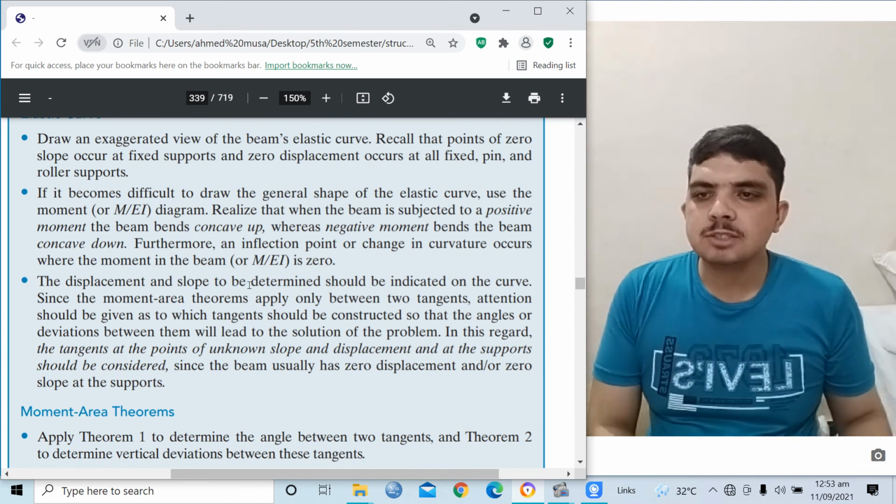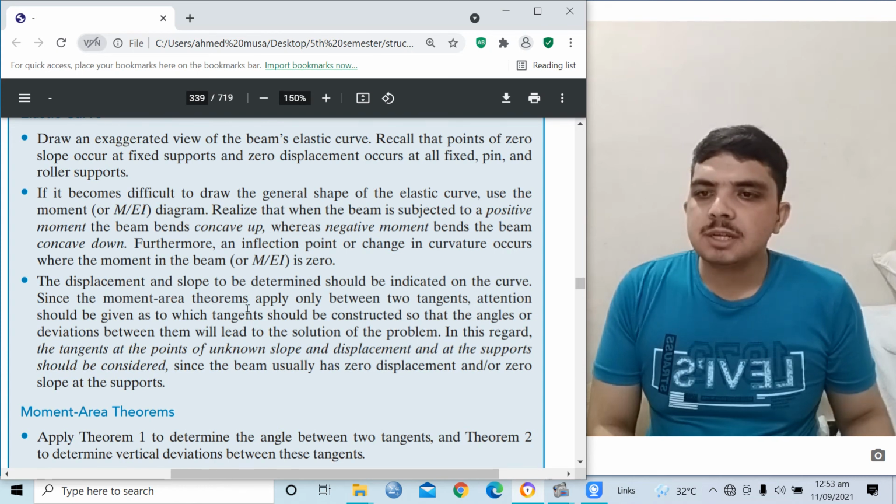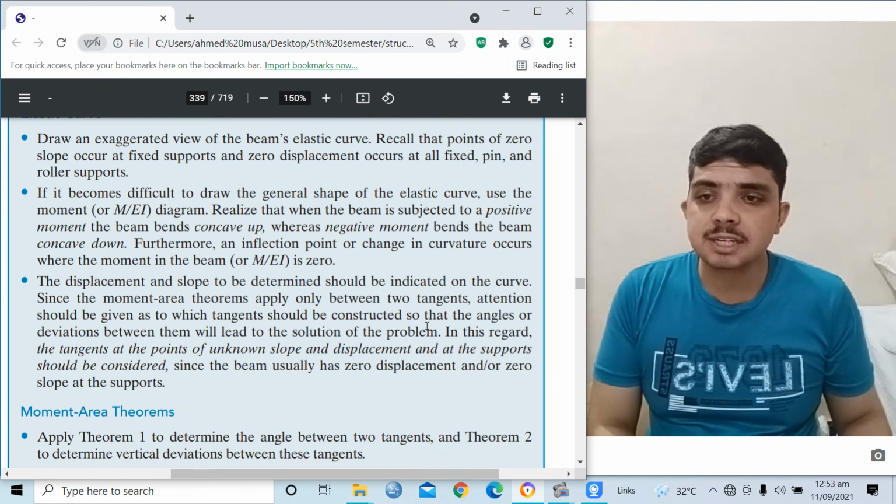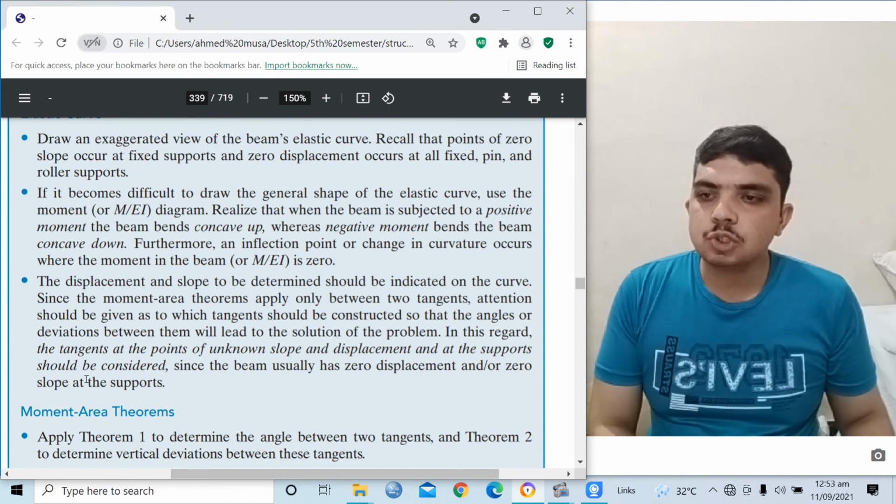The displacement and slope to be determined should be indicated on the curve. Since the moment area theorem applies only between two points, attention should be given to which tangent should be constructed, so that the angle and the tangent at the point of unknown slope and displacement are considered. The beam usually has zero displacement or zero slope at supports.